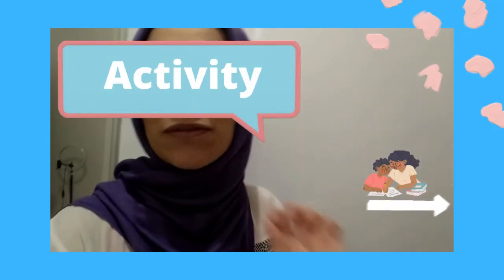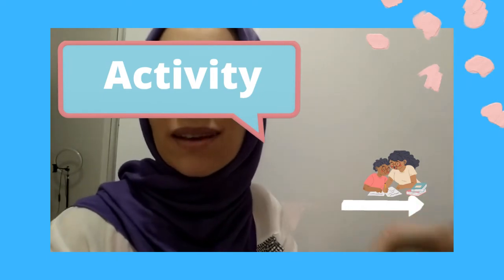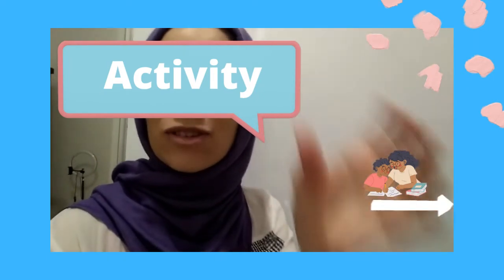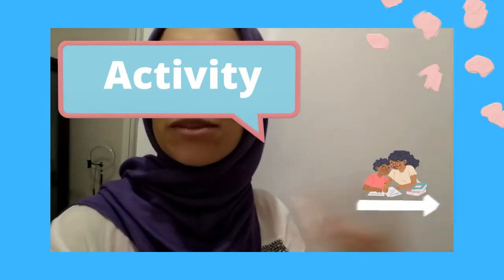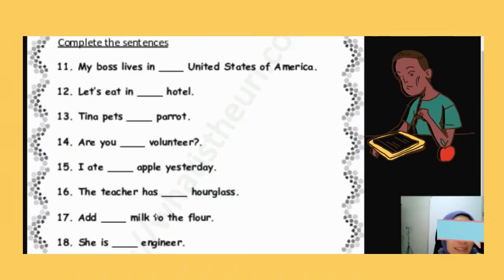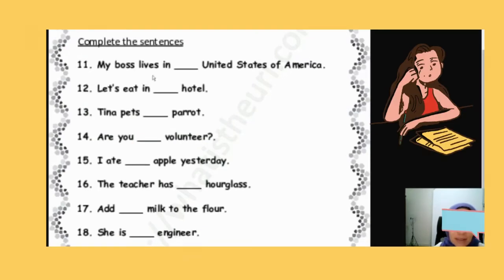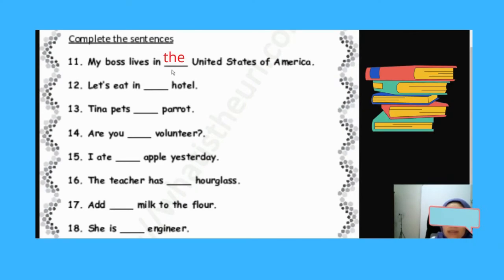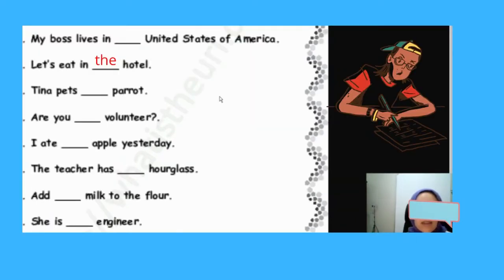Stop the video for 1-2 minutes to answer all the questions in the comment section so that we can discuss the answers together. So let's start. Let's look at these examples. My boss lives in the United States of America. So in here, because we have United States, and usually if you have United, we need to use the. The United States of America.